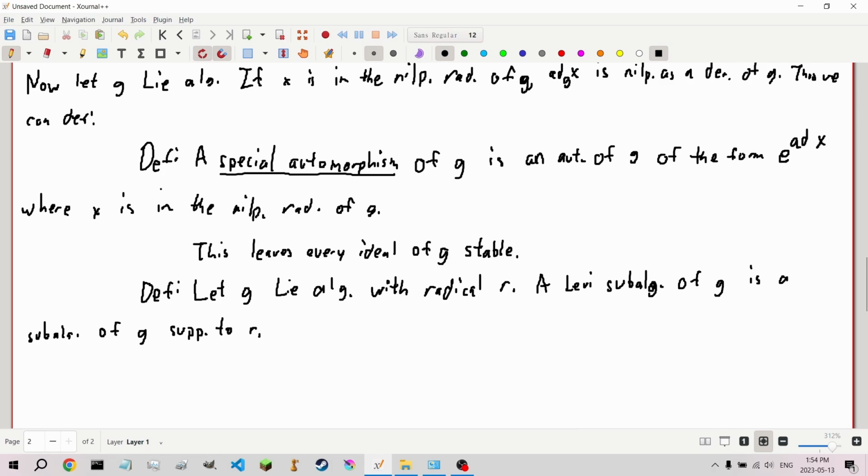We note that Levi subalgebras are isomorphic to G over its radical, and so are semi-simple.